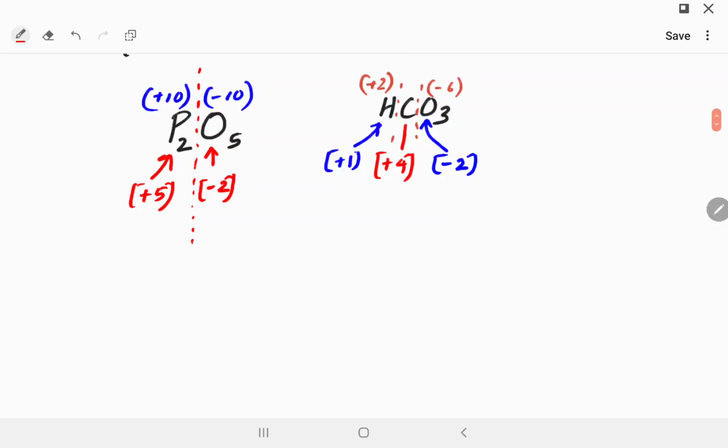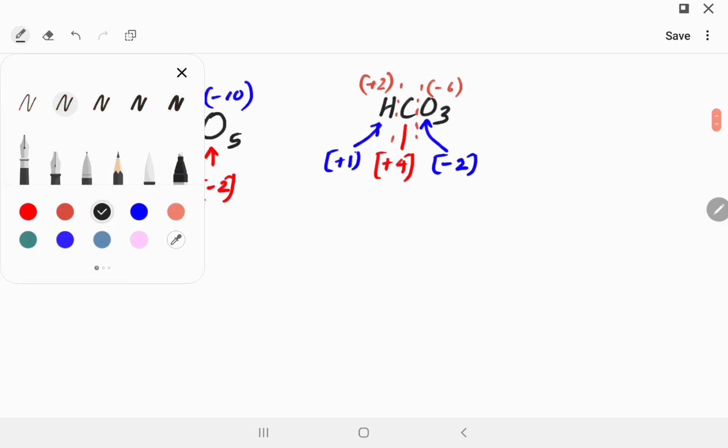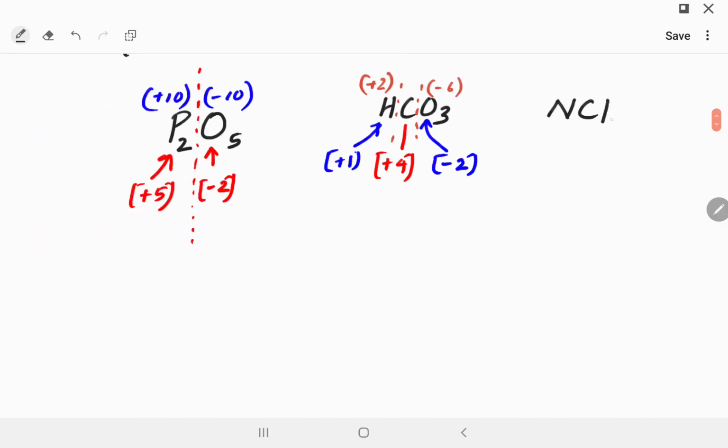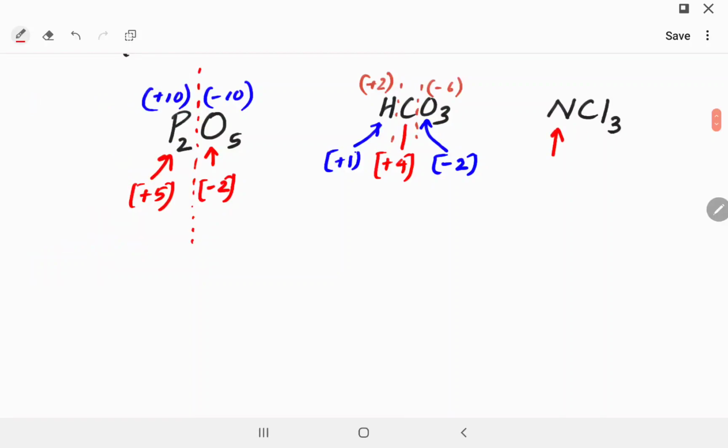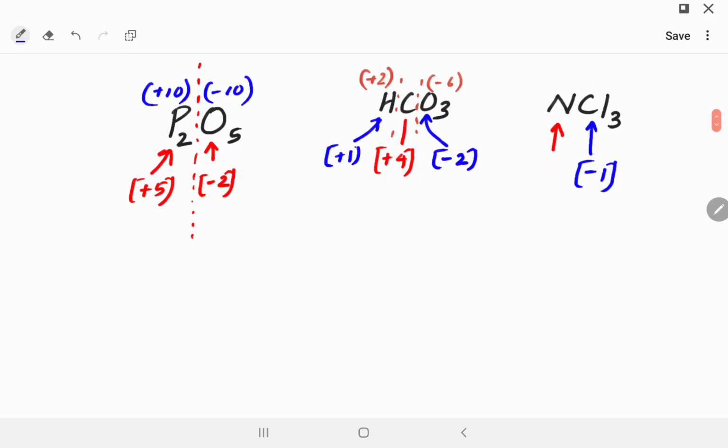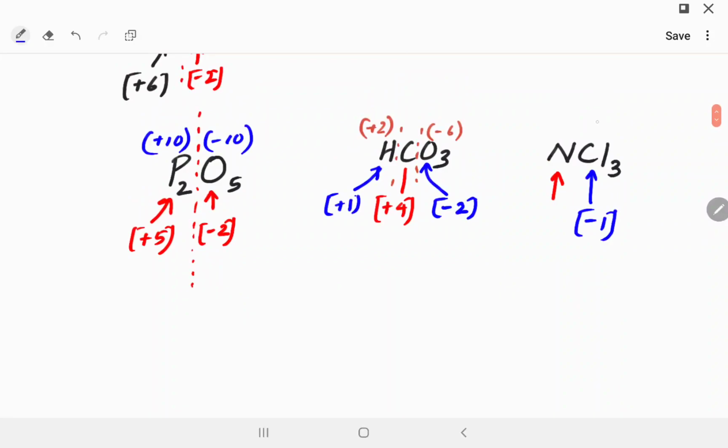Let's do another example, NCl3. Here you have to figure out the oxidation number of, let's say, nitrogen. This is what we need. We already know the chlorine oxidation number. It is -1, and you have 3 chlorides, so chlorine gives you a -3. To balance that, nitrogen should be +3. So the oxidation number of nitrogen here is +3.